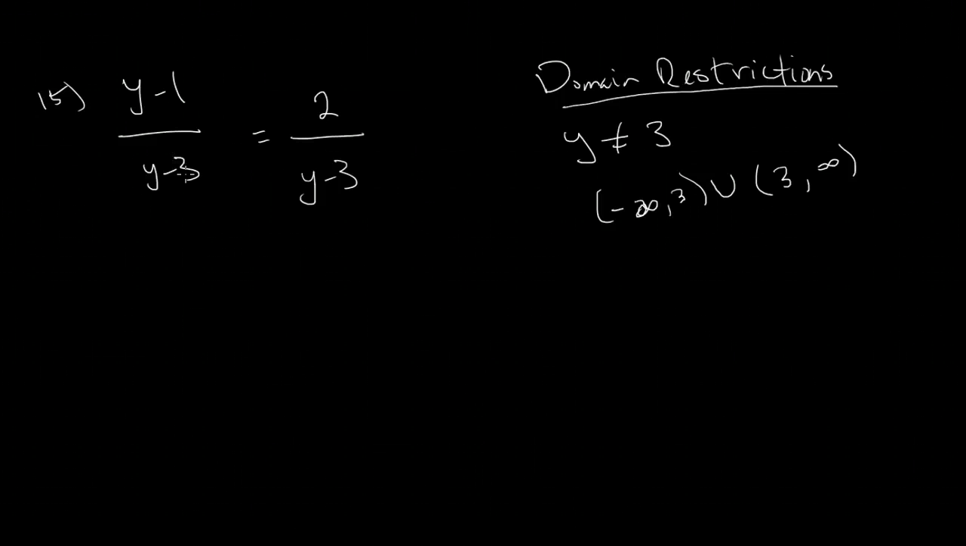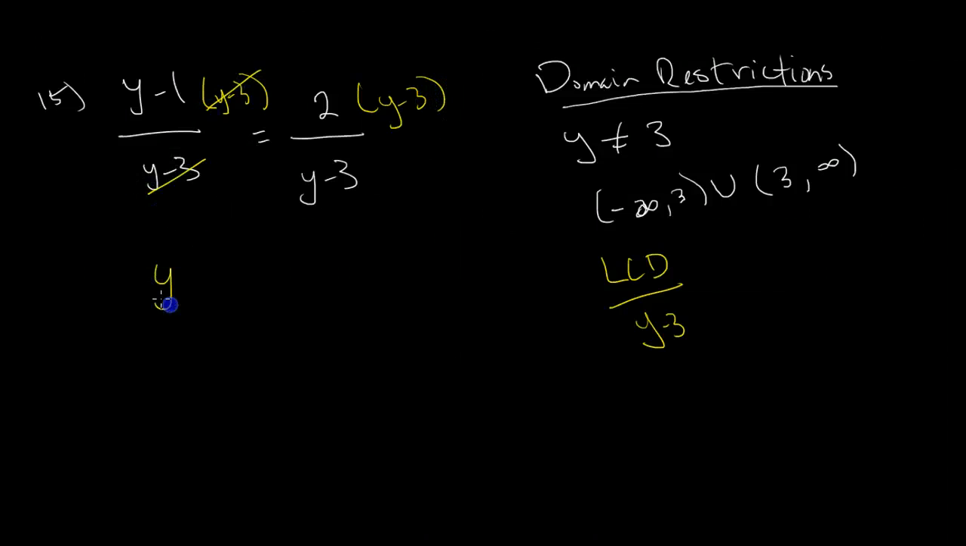If I take the LCD, which in this case is just y minus 3, they're already both in y minus 3, so all I'm doing in multiplying by the least common denominator is getting rid of the fraction. So multiply that side by y minus 3, multiply that side of the equation by y minus 3. That keeps the balance. These two cancel, leaving me with y minus 1. These two cancel, leaving me with 2 on that side. So now all I have to do is solve for y.